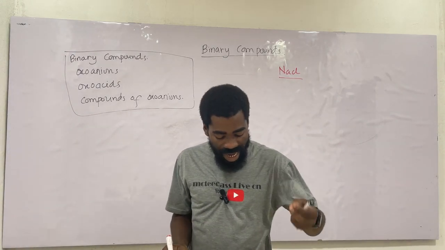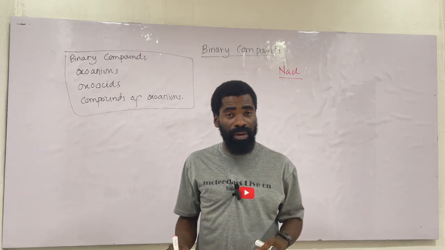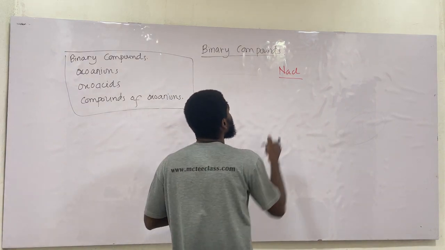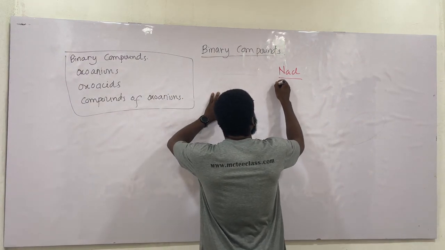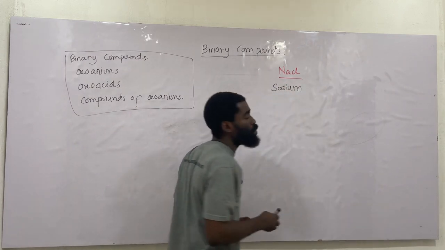Step one: first of all, write the name of the first element, which is always a cation. Most of the time, they're cations. So what's the name of the first element? The first element here is sodium. So I write down the name of the first element, sodium.